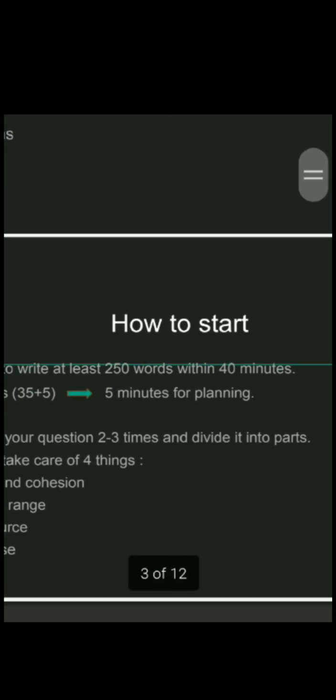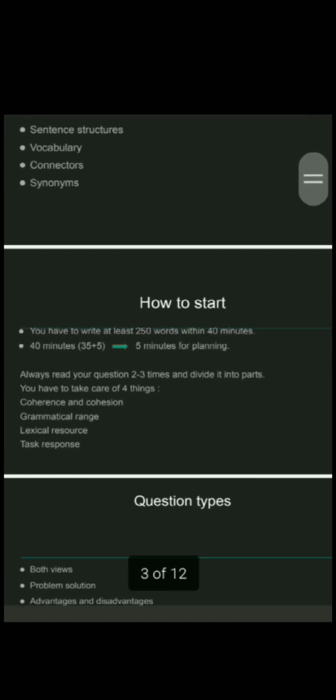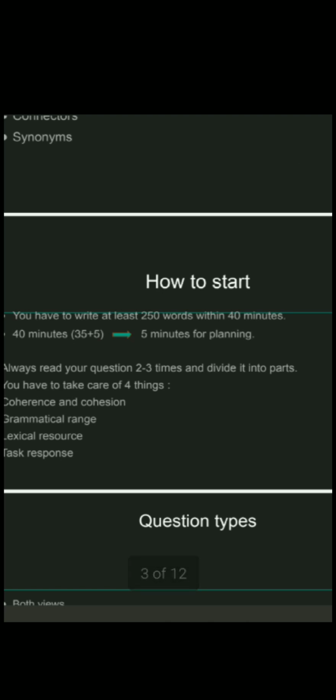How to start task 2? You have to write at least 250 words within 40 minutes. It does not matter that you have to take exactly 40 minutes, you can even take 45 or 50 minutes, accordingly you have to complete your task 1. It is just the favorable time given by IDP, that you can do your task 2 in 40 minutes and task 1 in 20 minutes.